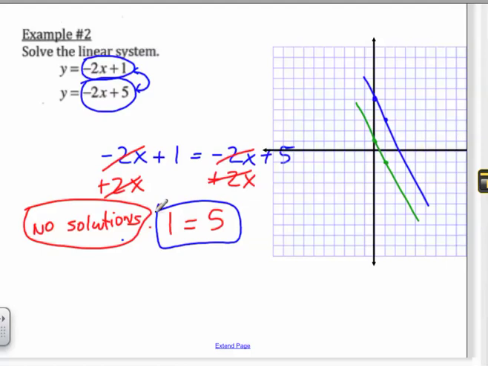Excellent. We've seen a pair of equations that have one solution, right? They cross at one point. Now we've seen a pair of equations that have no solution. They don't have a common point. I wonder what the next example is going to be like.